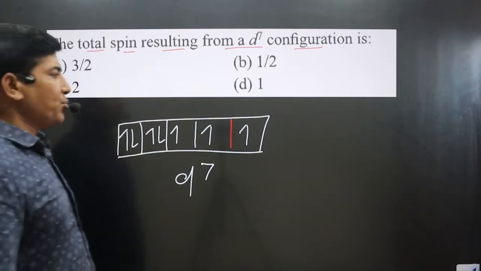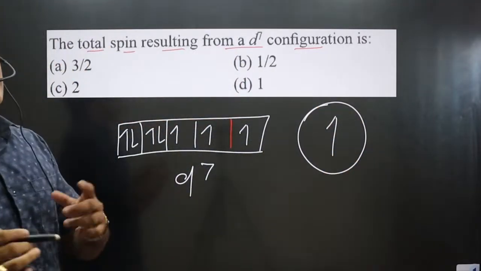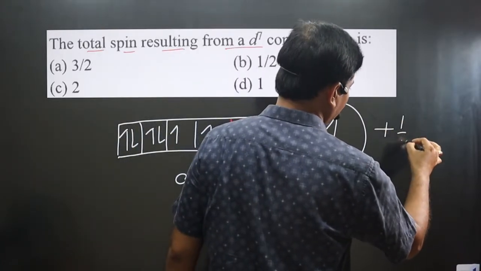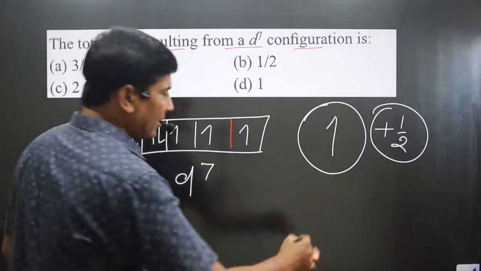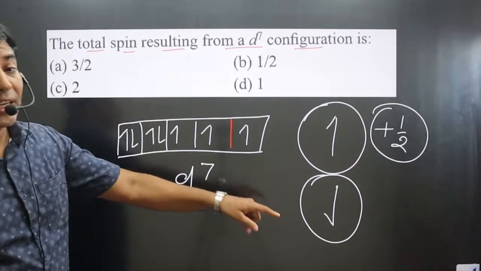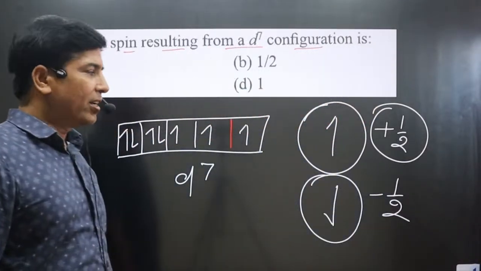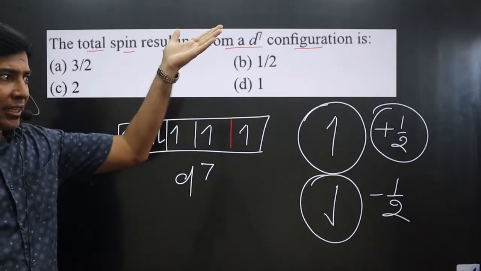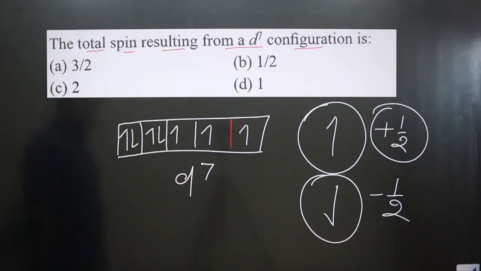The spins going in the upward direction, we consider them to be rotating clockwise, and their value is taken as positive half. And the spins going in the downward direction, we consider them to be rotating anti-clockwise, and for the downward spin we take negative half. Always keep in mind, we take negative half. First of all we calculate the total number of spins moving upward, and then the number of spins moving downward.